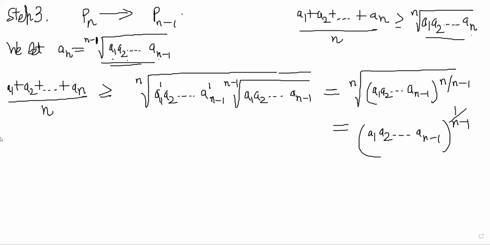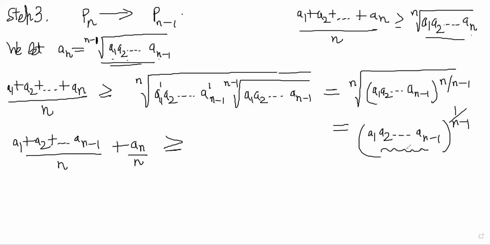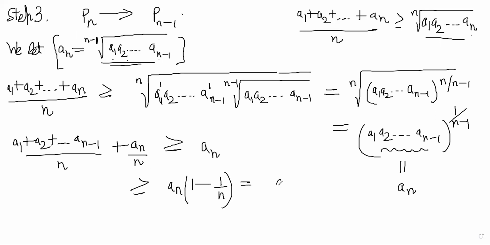And now we are very close to the proof. We say that A1 plus A2 plus ... An minus 1 by n plus An by n is greater than or equal to this thing, right? Now, this thing is actually An. We have defined An to be this. So it's greater than or equal to An. So now this becomes greater than or equal to An (1 minus 1 by n), which is equal to An into (n minus 1) by n.